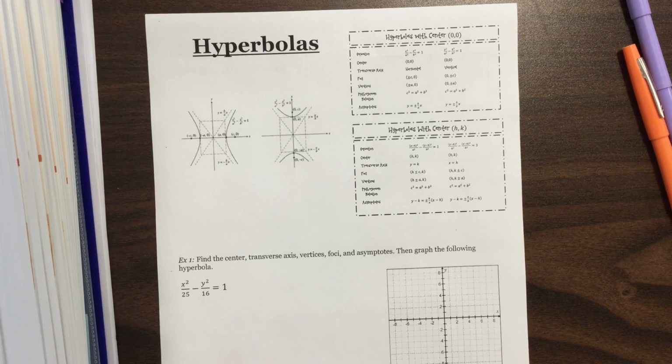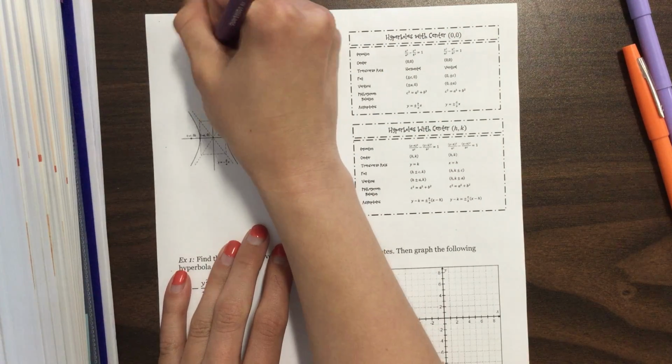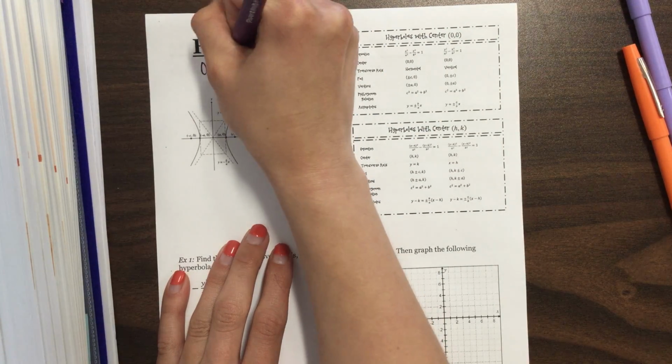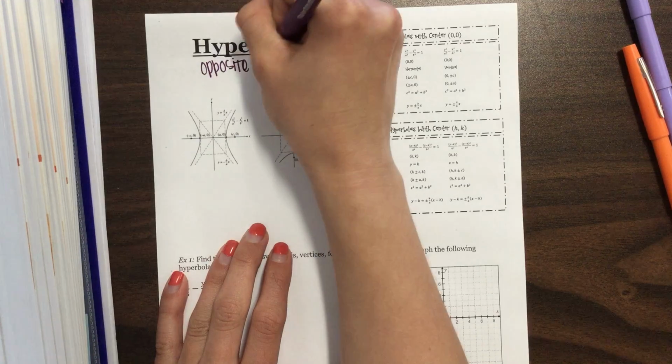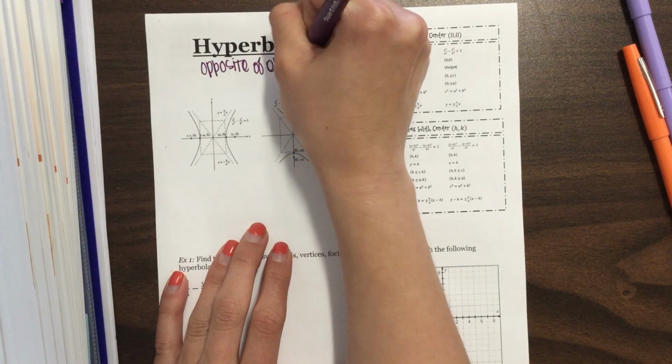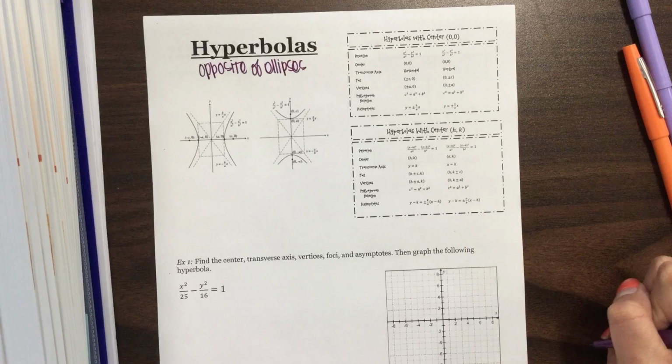All right, so we've done parabolas, circles, and ellipses, and now we're doing hyperbolas. Hyperbolas and ellipses kind of go hand in hand. Hyperbolas are kind of just ellipses turned inside out. So I'm just going to say that hyperbolas are the opposite of ellipses. That's how I do want you to think about them. They are the opposite of ellipses.